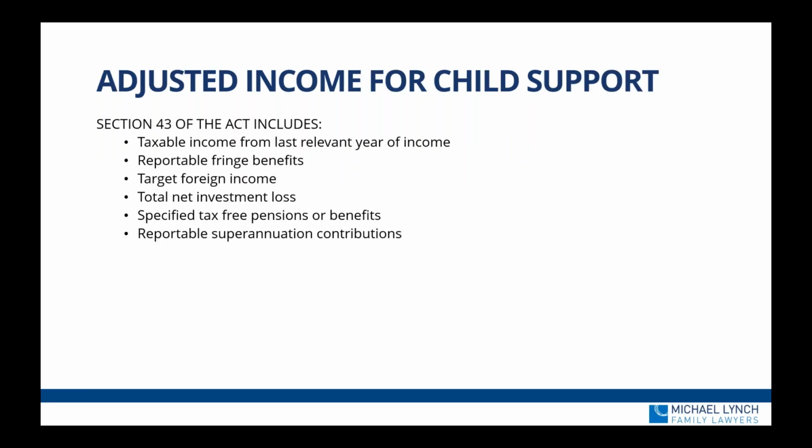Adjusted income for child support. I appreciate that this is probably something that accountants are asked about all the time. So Section 43 of the Act sets out what is adjusted income for child support. It is the taxable income from the last relevant year of income. It includes reportable fringe benefits. It includes target foreign income, total net investment losses, specified tax-free pensions or benefits, and reportable superannuation contributions. So arguably, it has a wide berth for what's going to be included as income for child support purposes.